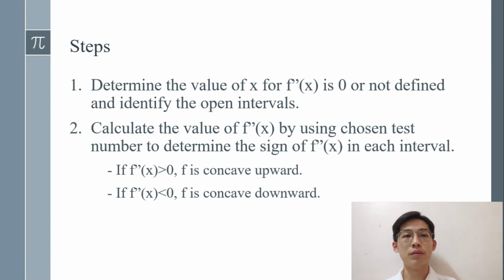There are two steps to determine whether the function is concave upward or concave downward. For step 1, determine the values of x for which the second derivative of f is 0 or not defined, and identify the open intervals by using these numbers. And step 2, calculate the value of the second derivative by using a chosen test number in each interval to determine the sign of the second derivative of f in each interval. If the second derivative is greater than 0, then the function is concave upward on that interval. If the second derivative is less than 0, then the function is concave downward on that interval.